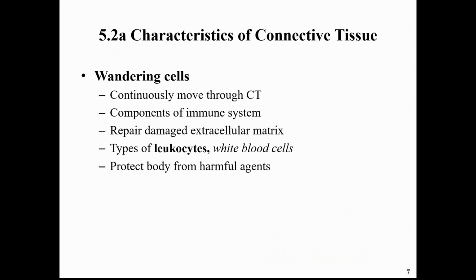Some of the cells will wander through connective tissue. Parts of the immune system have cells that will wander through connective tissue. Some of the cells will repair damaged extracellular matrix. And there's a lot of leukocytes. Leukocytes are a type of white blood cell that again provides protection against infection.